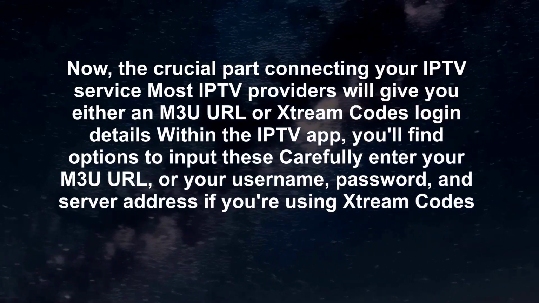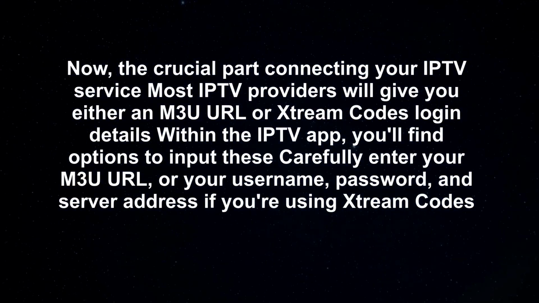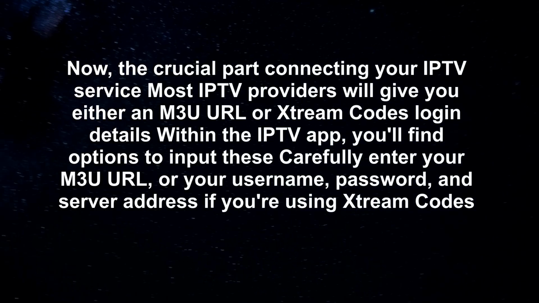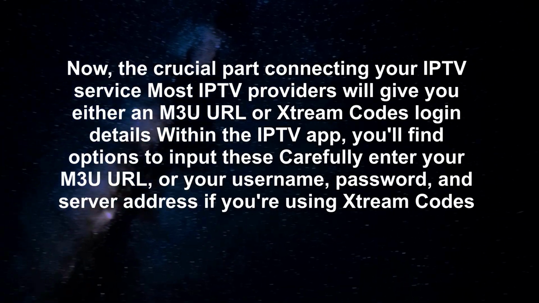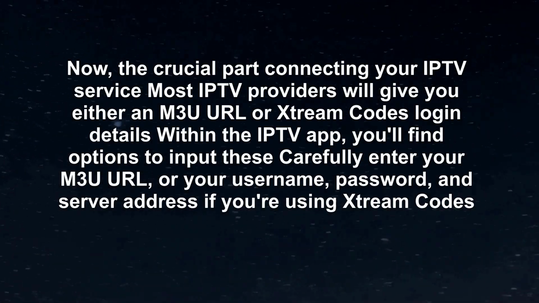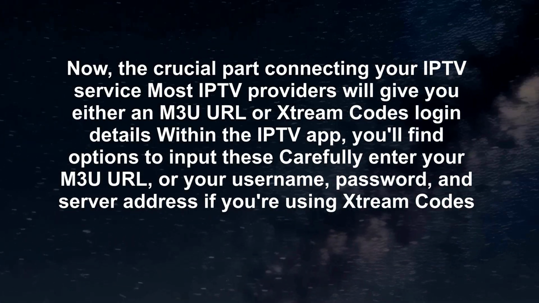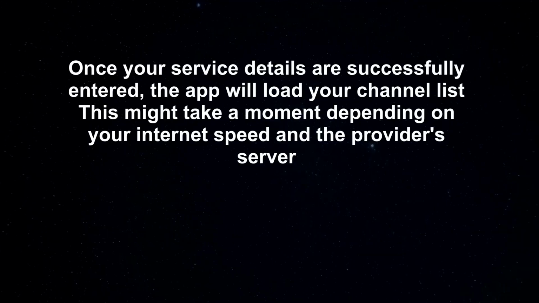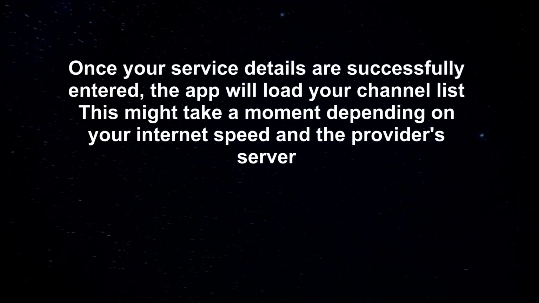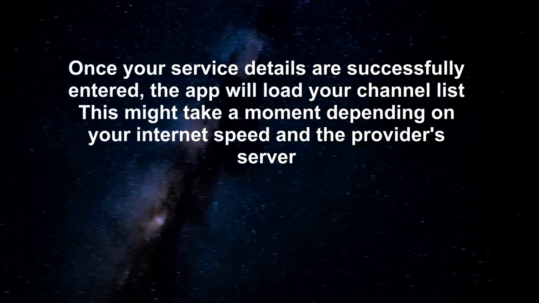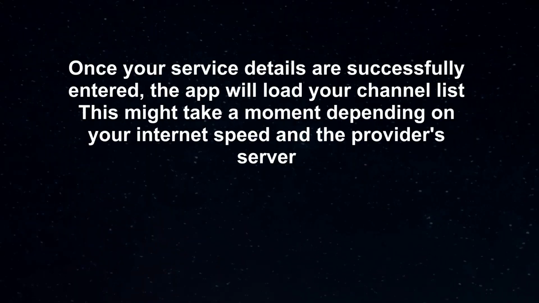Most IPTV providers will give you either an M3U URL or Xtream Codes login details within the IPTV app. You'll find options to input these carefully. Enter your M3U URL or your username, password, and server address if you're using Xtream Codes. Once your service details are successfully entered, the app will load your channel list. This might take a moment depending on your internet speed and the provider's server.